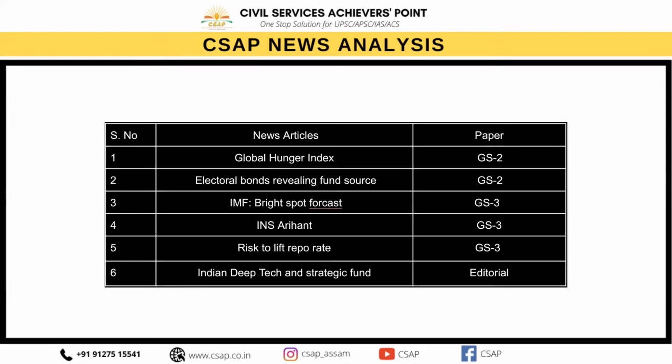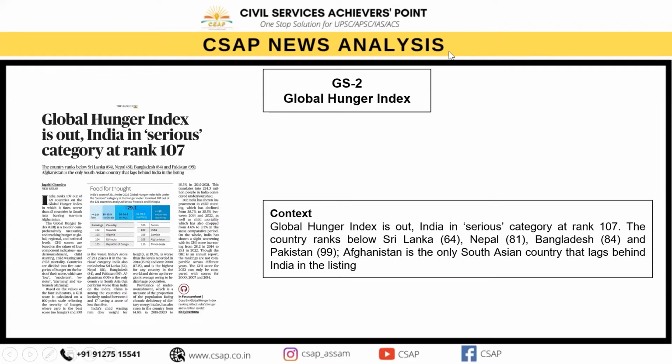So let's start with today's analysis. The first topic is about the Global Hunger Index. India is in the serious category at a rank of 107, and the country ranks below Sri Lanka, Nepal, Bangladesh and even Pakistan. Afghanistan is the only South Asian country that lags behind India in the listing.